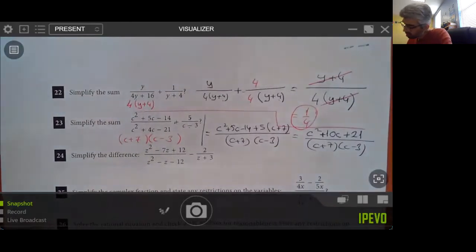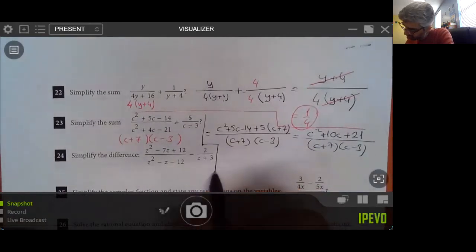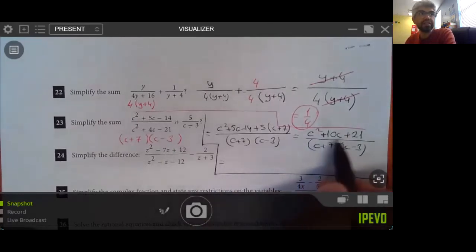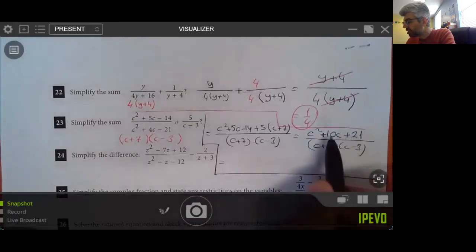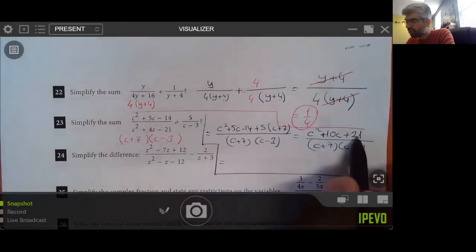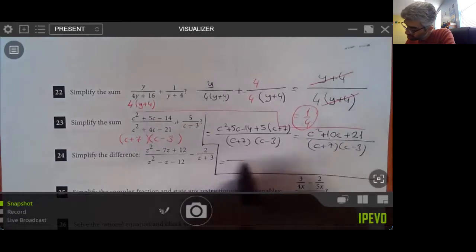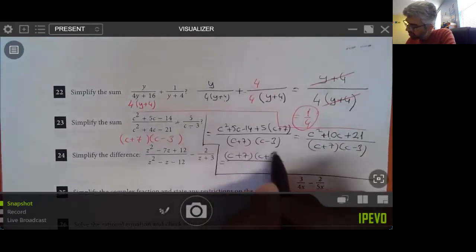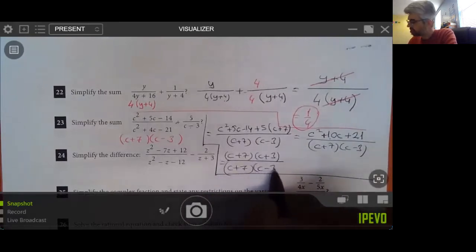Okay. And it looks like I will solve it 24 in another paper, no problem. Here I can factorize the numerator now. 21 and 10. Product of two numbers 21, the sum of two numbers 10, they are 7 and 3. So I will have c plus 7 times c plus 3. And in denominator, I have c plus 7 times c minus 3.